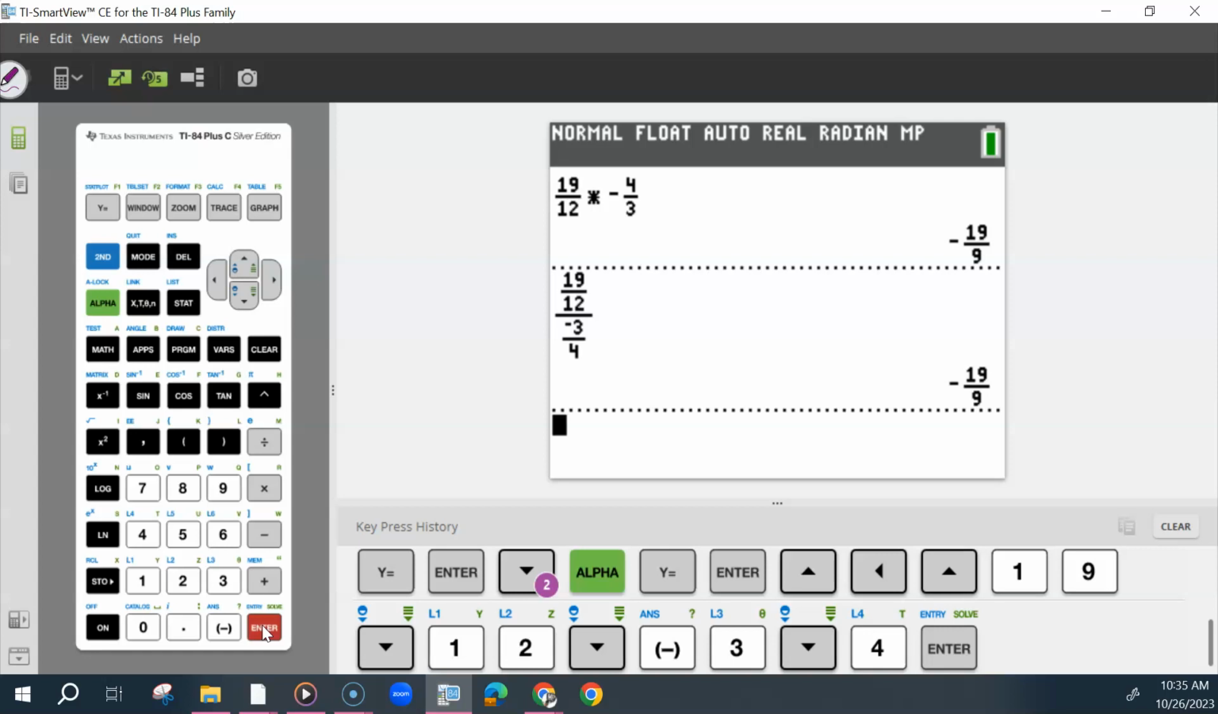Does it matter whether the negative sign is in the middle or if it's on the 19? It doesn't, as long as you don't put more than one. Questions on that one before we move on?